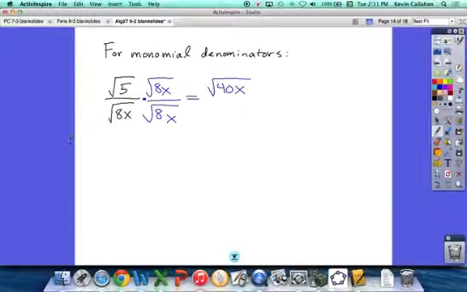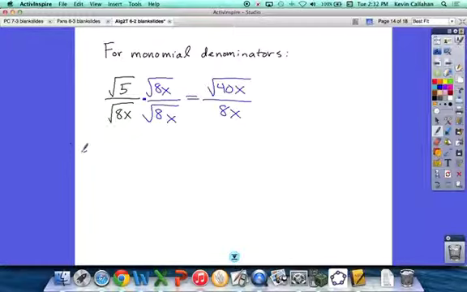Okay. In the denominator, the square root of 8x times the square root of 8x is 8x. Right? That's like saying the square root of 8x squared. The square root and the square cancel each other out. Okay, now we would have to simplify that.